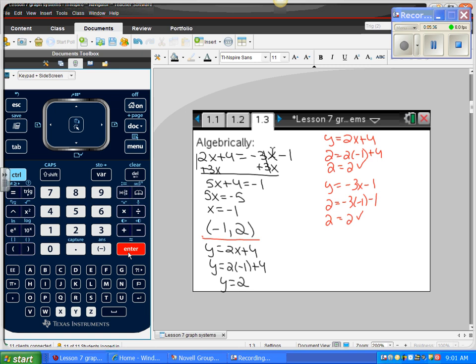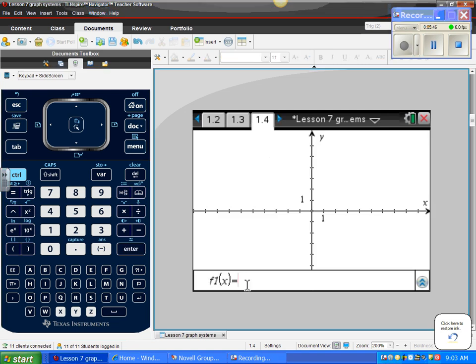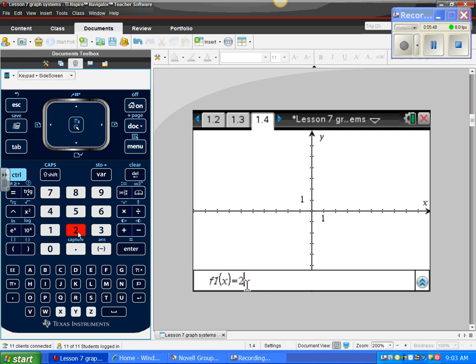Okay, so how do we feel? You okay with that? I'm waiting. I'm sorry. Okay, so let's give this a shot graphically. All right, so we're going to graph the first one. That's 2x plus 4.